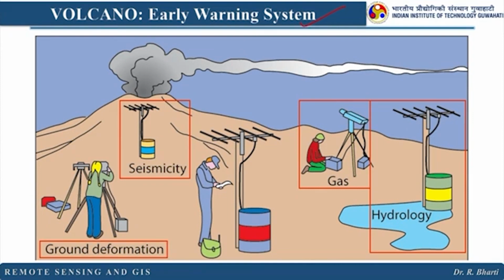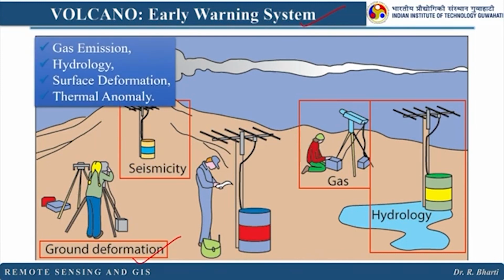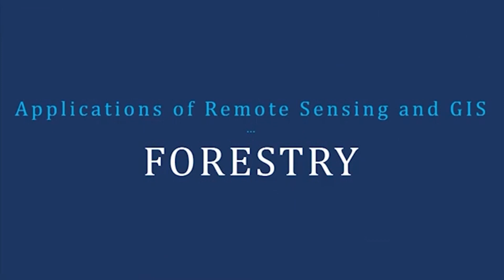The next one is deformation studies, whether the plates are moving away from each other, towards each other, or whether there is any deformation in that particular area, that you can monitor. So here the most important parameters are gas emission, hydrology, surface deformation and thermal anomaly. You can definitely use thermal remote sensing data to monitor or predict such events in any given area. Now let's see some potential applications of remote sensing and GIS in forestry.